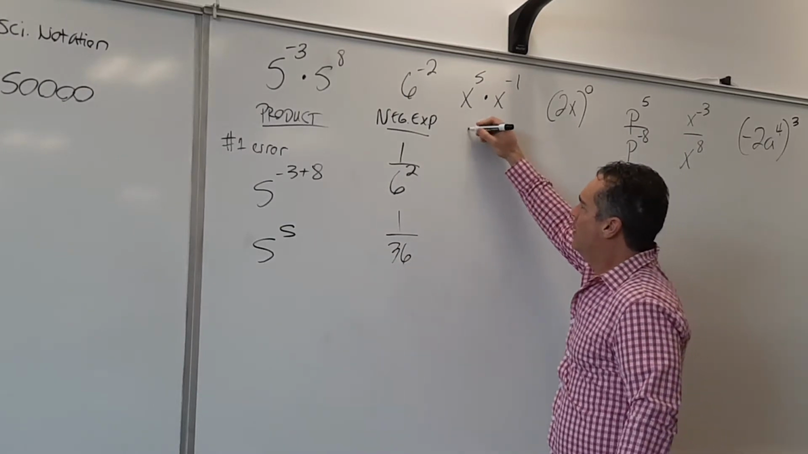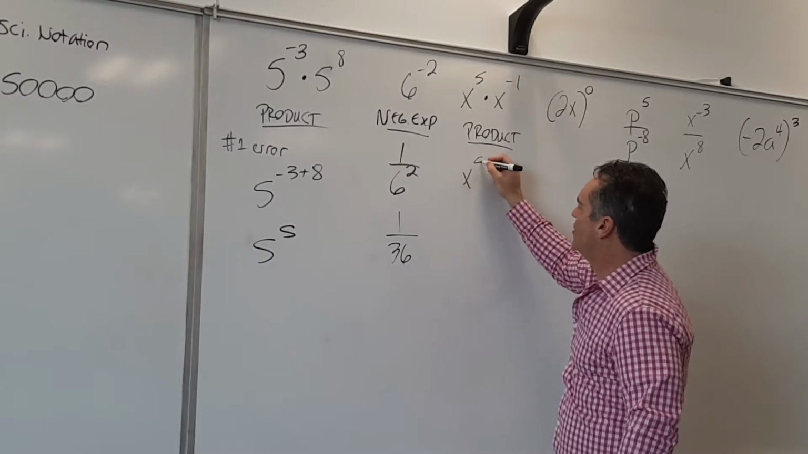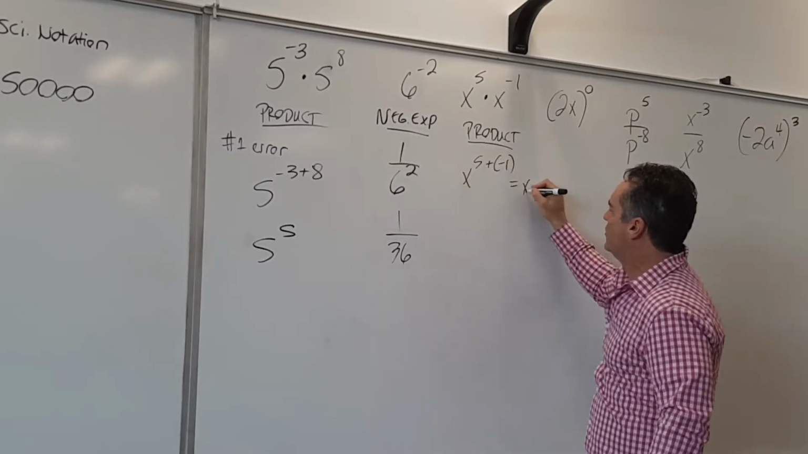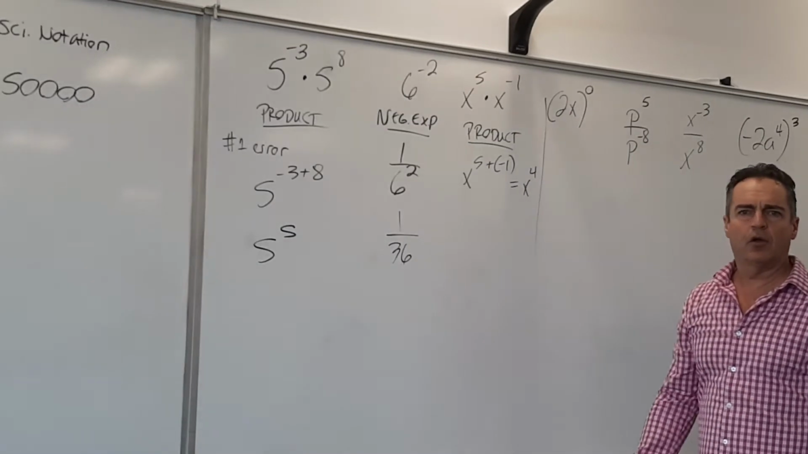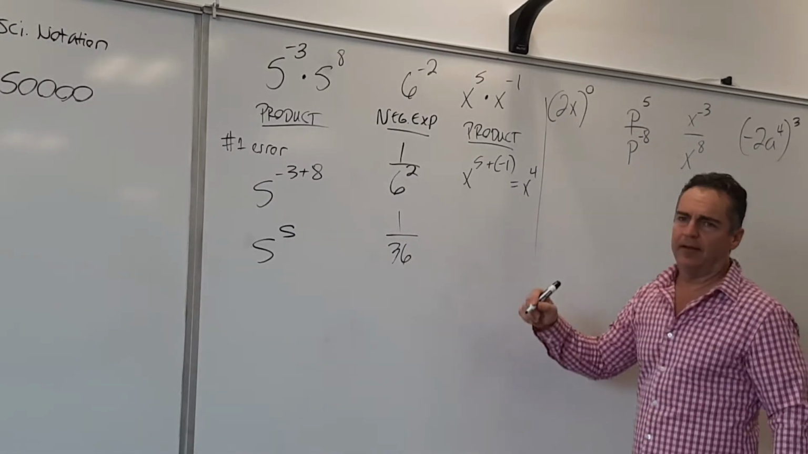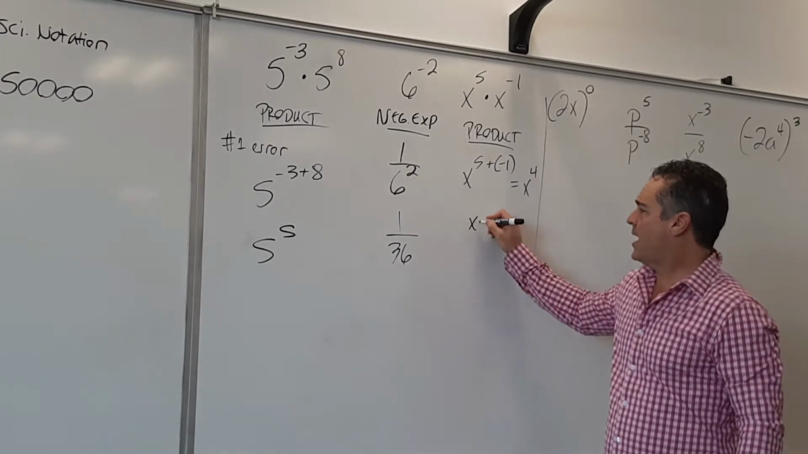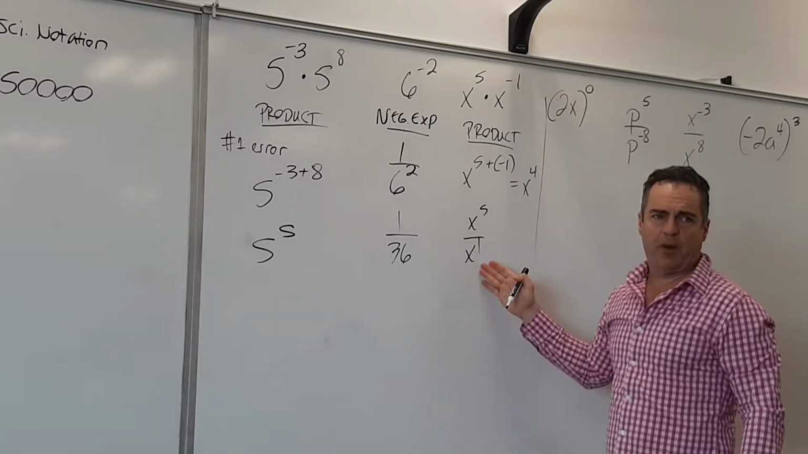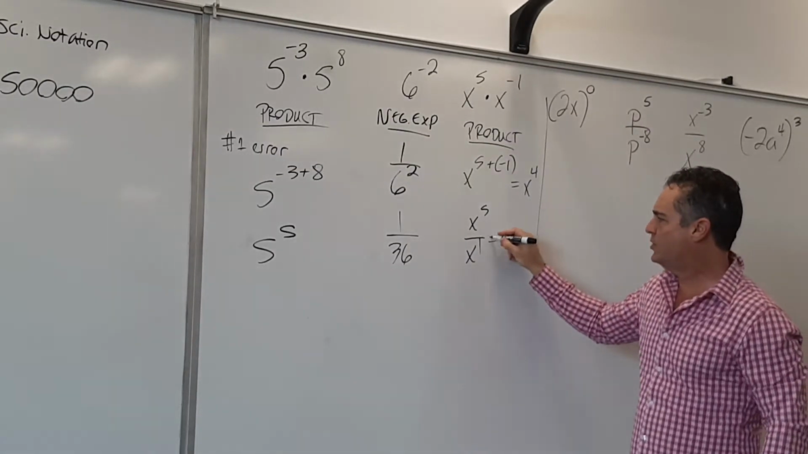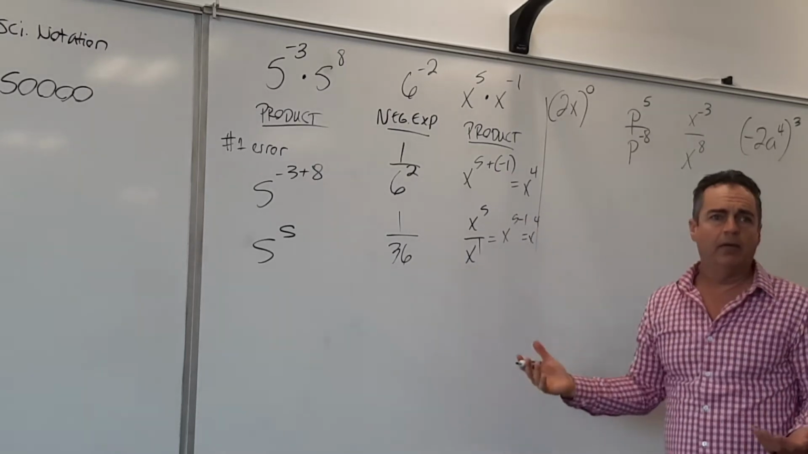This one right here, again, is the product rule. Can I show you guys something interesting? This is x to the 5 plus negative 1, which equals x to the 4th. Do you all agree? Yes. But can you do it a different way? Yes. You can take x to the 5th over x to the 1st, bringing that negative exponent down to the bottom. Then you can apply the quotient rule: x to the 5 minus 1 equals x to the 4th.